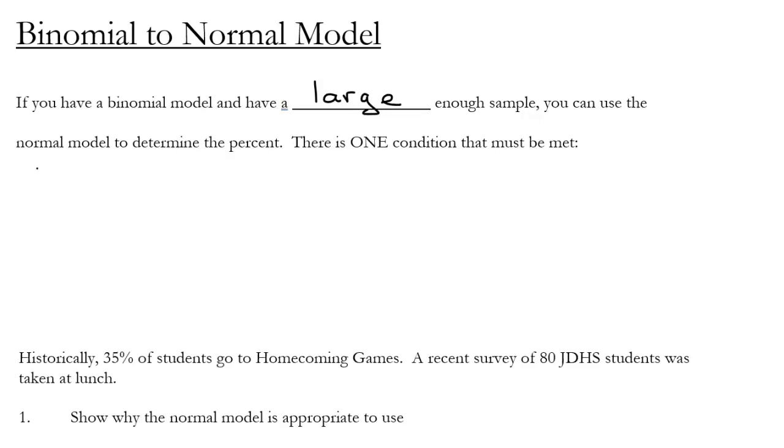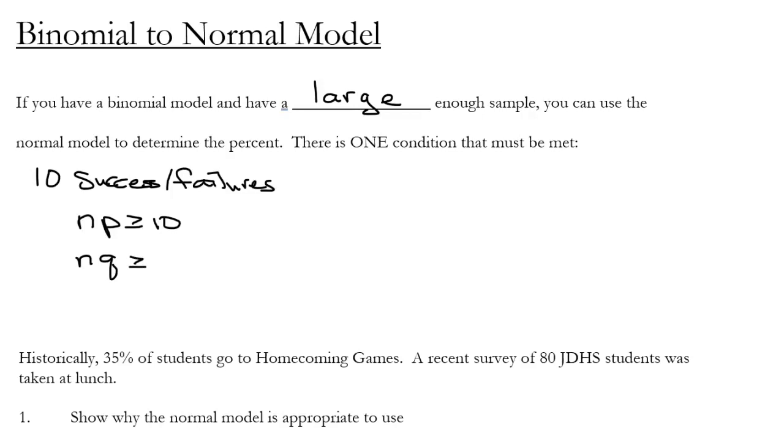You must have 10 successes and 10 failures. Okay, so that means n times p has to be greater than or equal to 10, and n times q has to be greater than or equal to 10. So you have to have 10 that work and 10 that don't work.